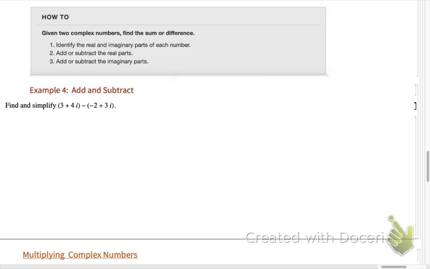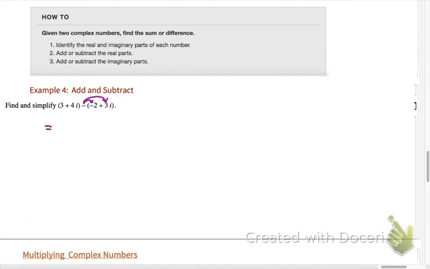So I want to add or subtract here. I'm just going to do an example of subtraction. Now, there's another way to think about doing this, because I'm going to take the complex number 3 plus 4i and subtract the complex number negative 2 plus 3i. And the good news is you can just kind of treat i like a variable. So the first thing we can do is distribute the minus sign.